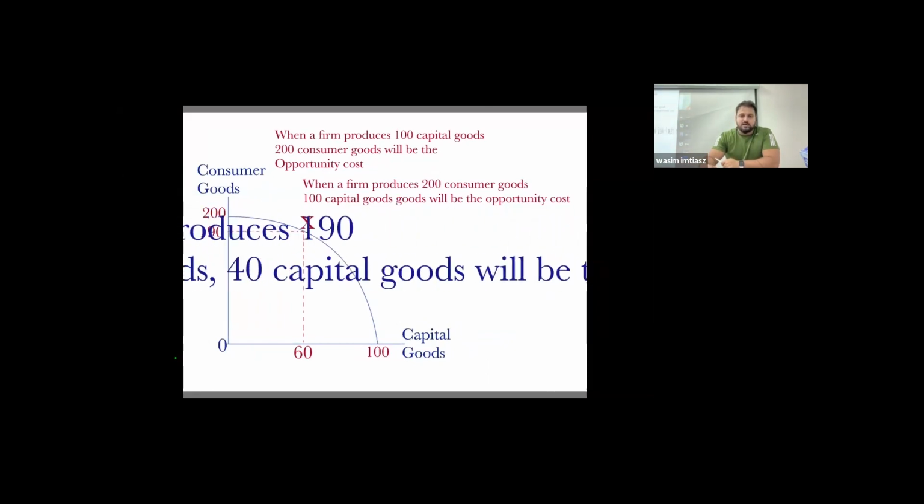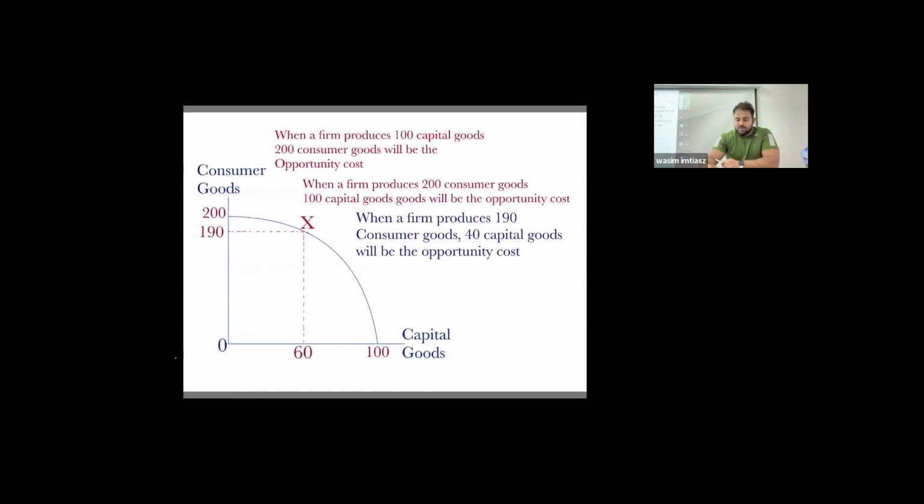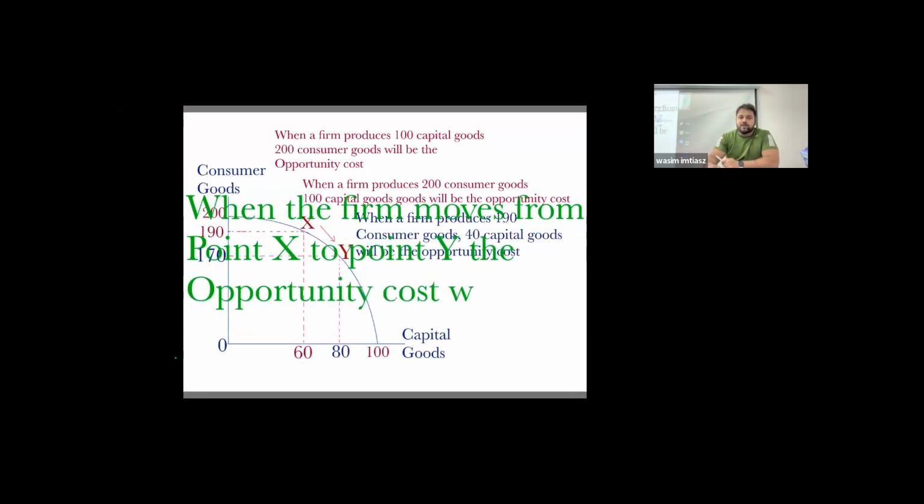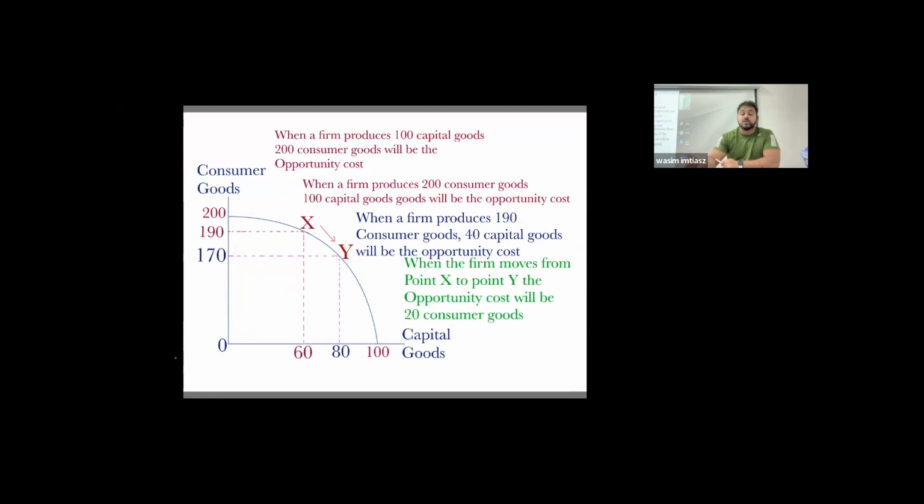You see the third way here. When a firm produces 191 consumer goods, 40 capital goods will be what? Opportunity cost. Now you're moving from point X to point Y. What is the opportunity cost? When you move from point X to point Y, what is the opportunity cost? 21. Whatever you lose when you're moving from there to there. So 190 to 170 is reducing. So the 21 capital goods will be your what? Opportunity cost. Consumer goods will be your what? Opportunity cost. I was testing. Is that clear? Whatever you always lose.